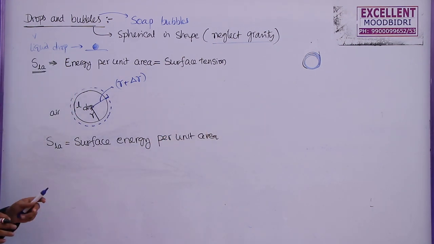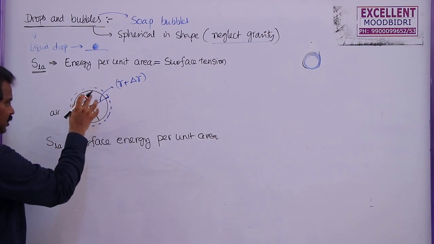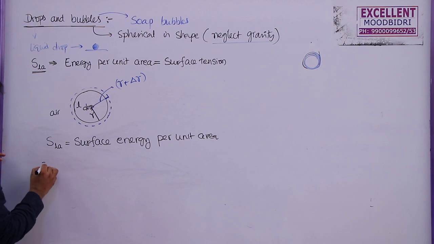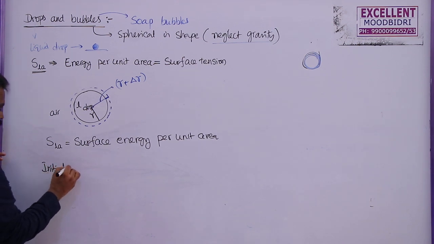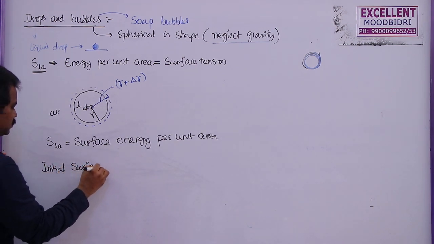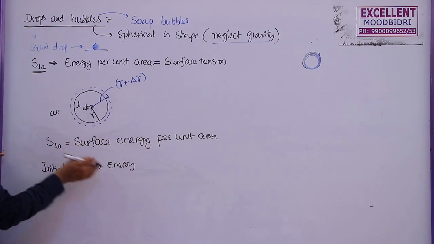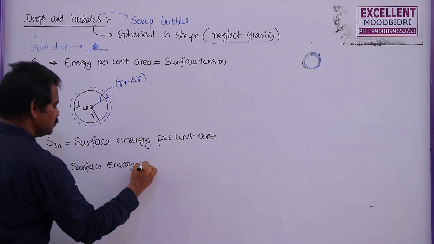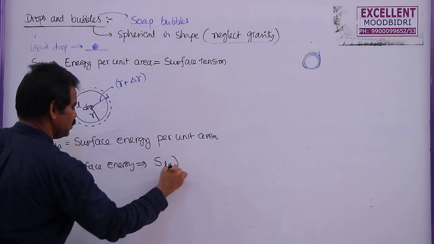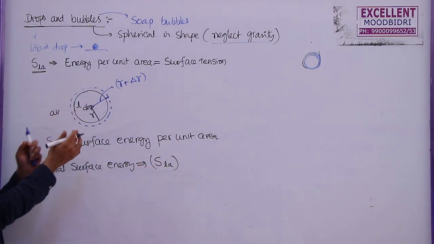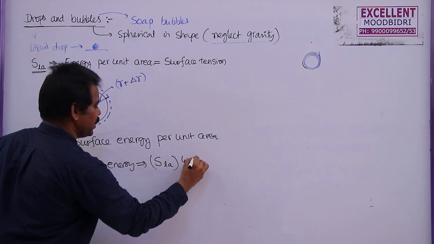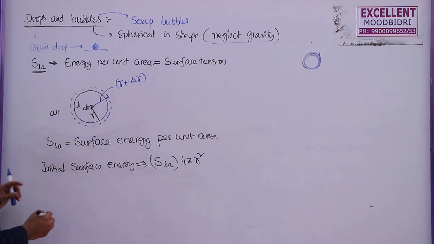So initially, with the radius r, what is the total surface energy in this drop? Initial surface energy: this is energy per area, so if you cross multiply these two, it will be surface energy. So this is S_LA into the initial surface area of this drop, which is 4 pi r square.